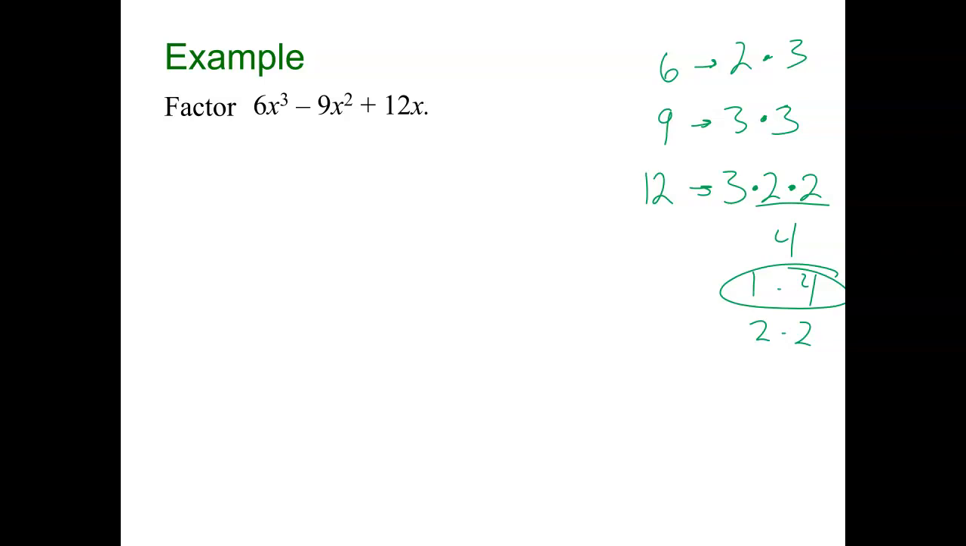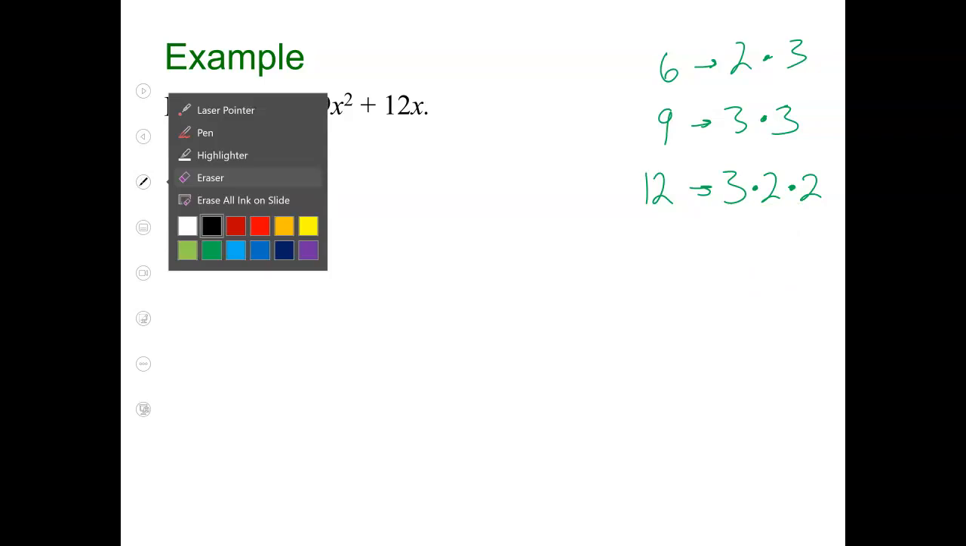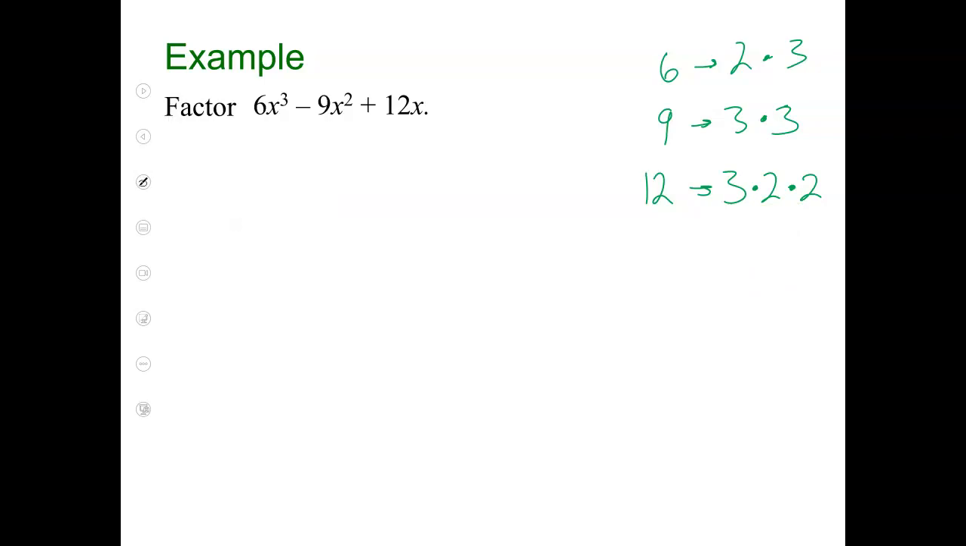So, looking at my numerical coefficients, what do they have in common? Okay. So the numerical part of my greatest common factor is 3. Now we need to look at the variables. I have x to the third, x squared, and x. They all only have 1, 3 in common. So I'm only going to circle one of each of these.